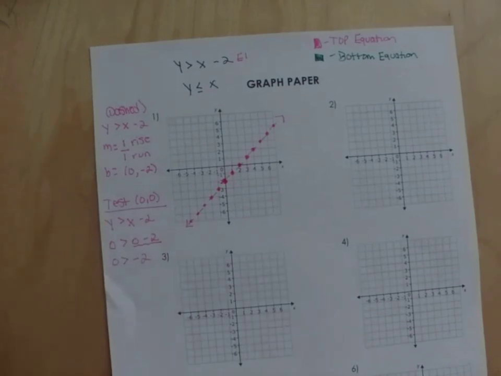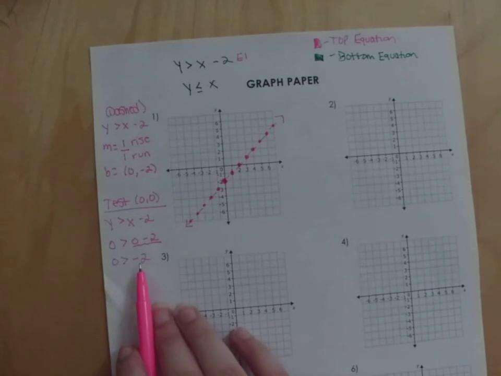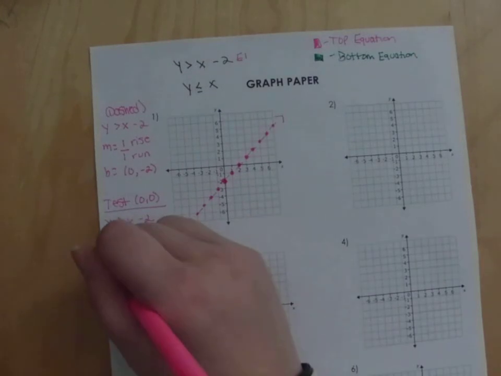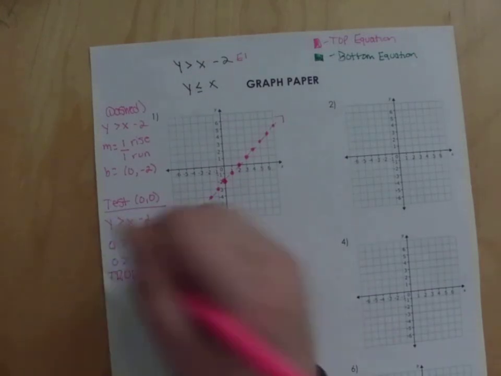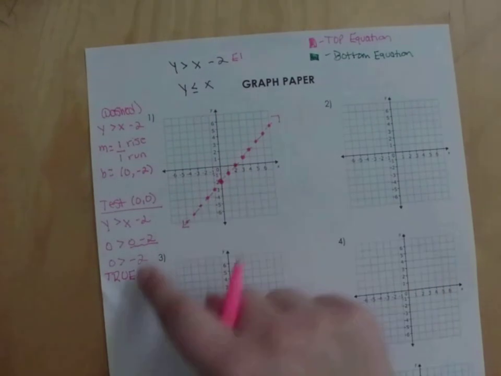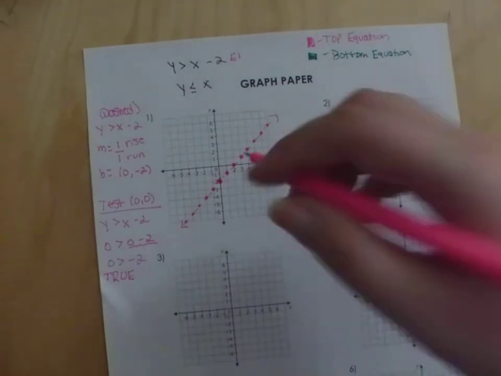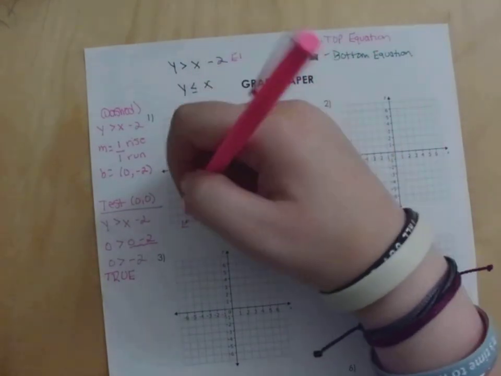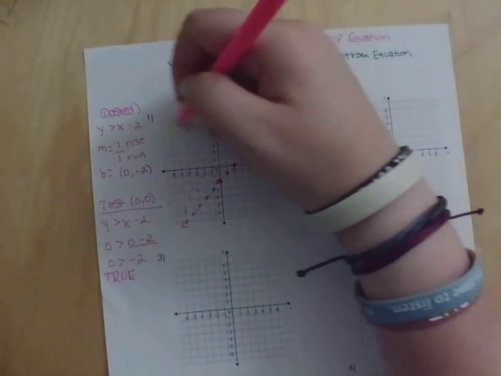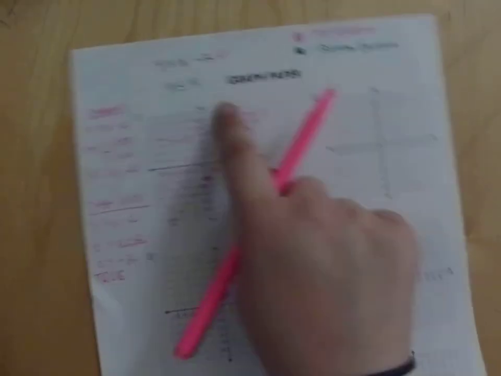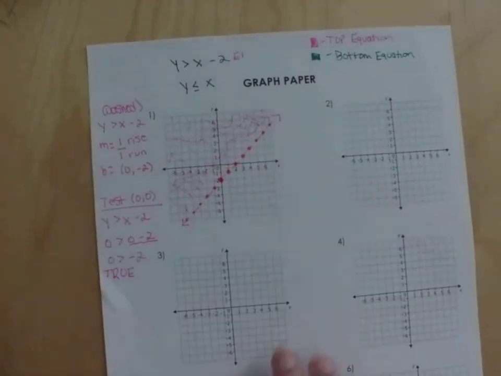So now we need to say this statement out loud. 0 is greater than -2. We want to figure out if this is true or false. 0 is larger than -2, so this is true. So that means we want to find 0, 0. 0, 0 produces a true statement, so that's the side that we're going to shade on. So I'm going to shade that right now. So that's everything where 0, 0 is with our graph.